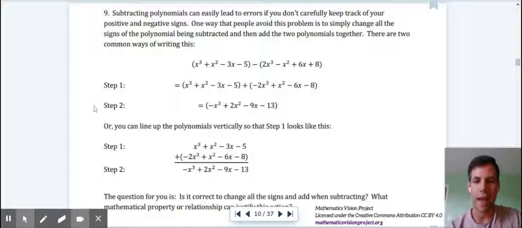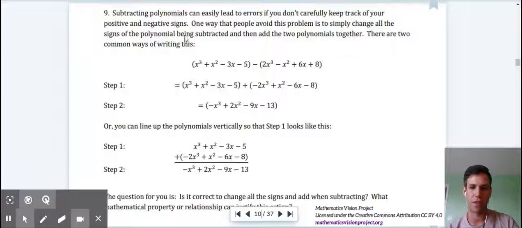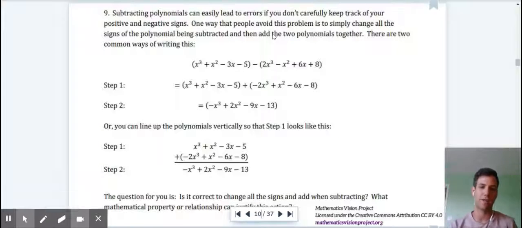And we're looking at just an example of subtraction. So you can see where it says it can easily lead to errors if you don't carefully keep track of your positive and negative signs. And one way to do that is, when you subtract a negative, you're actually adding. So you can change those to just plus signs. And when you subtract a positive, you're actually just subtracting. So you can change that to just a minus sign.